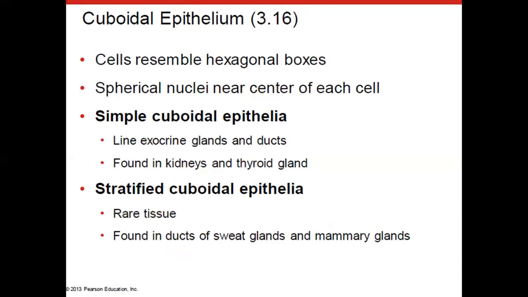And simple cuboidal epithelium, you can find lining glands like sweat glands or salivary glands in or around the oral cavity. Ducts in the kidney. There's a lot of ducts in the kidney where simple cuboidal epithelium is located. Thyroid glands, lots of glandular tissue has simple cuboidal epithelium. Very rare, I think it's the rarest type of epithelial tissue is stratified cuboidal, and there's certain ducts of sweat glands in the skin and mammary glands in the breast where you can find stratified cuboidal epithelium. It's really hard to find.